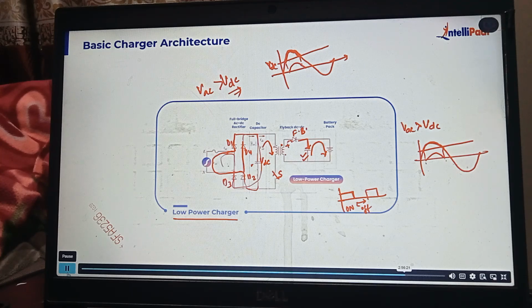Half wave? No, not at all. Sorry, this is not a half wave circuit. Why? This is not a half wave rectifier. This is a full wave rectifier. How do you say this is a half wave rectifier?